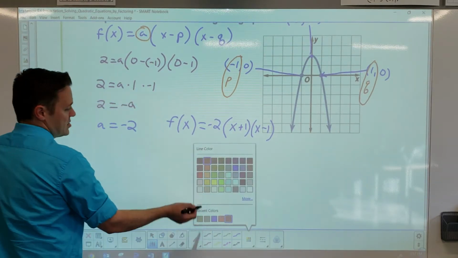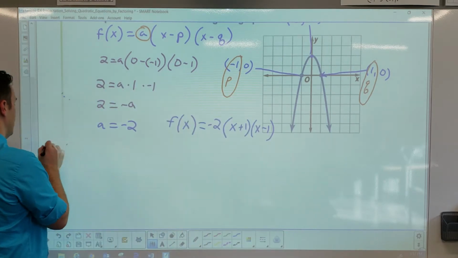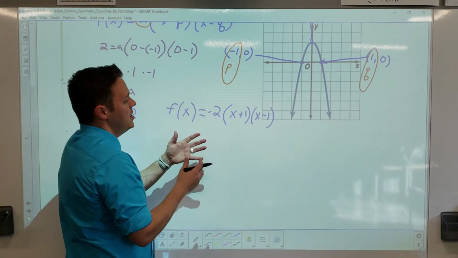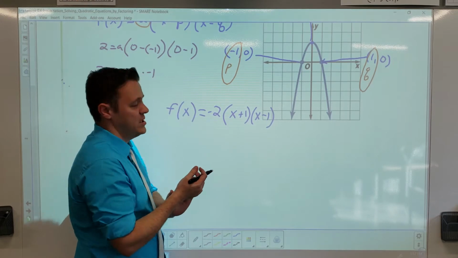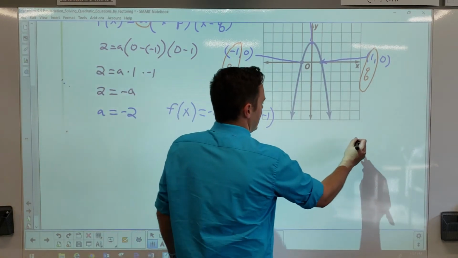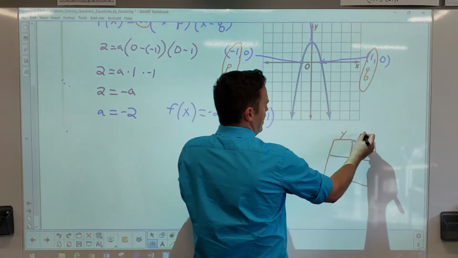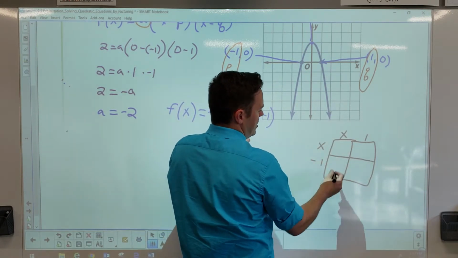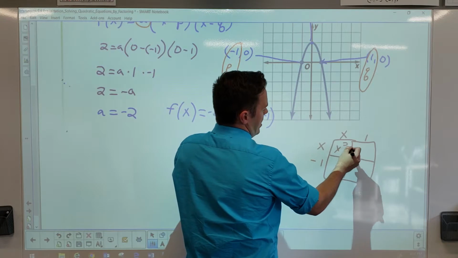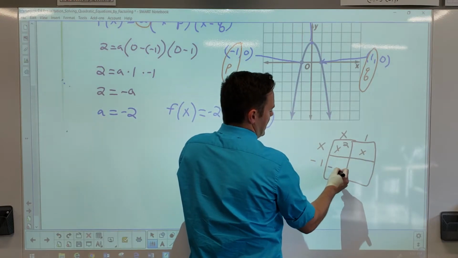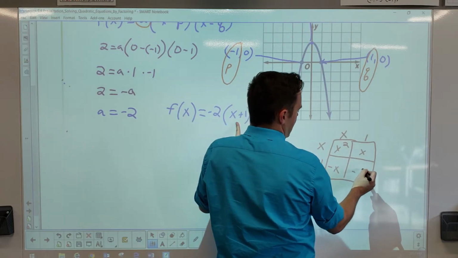Technically speaking, what you guys would do now is you could leave it like this as an answer, and I'm fine with it. But when you look at this, some of you may not see what this answer is. So you could technically do the box method on here and multiply it out. So if I did that, x and 1, x minus 1, right, I would get x squared, this would be x, and then a negative 1.